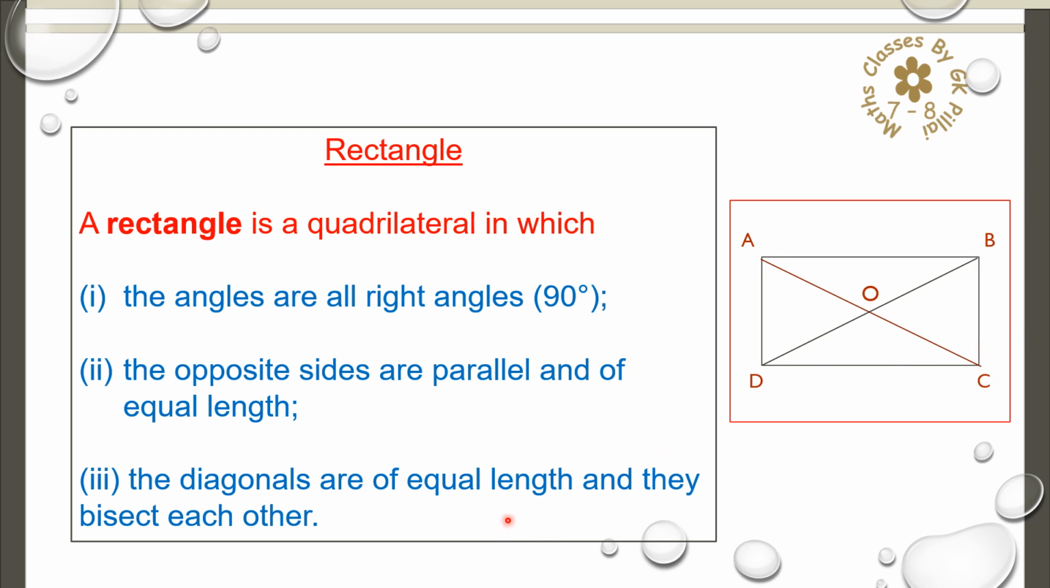The diagonals are of equal length and they bisect each other. AC is equal to BD and also they bisect each other, means OA equal to OB equal to OC equal to OD. All the four parts are equal. Let me repeat again. In a rectangle, the angles are all right angles. All the four angles are equal to 90 degrees each. Opposite sides are parallel and equal. The diagonals are of equal length and they bisect each other.